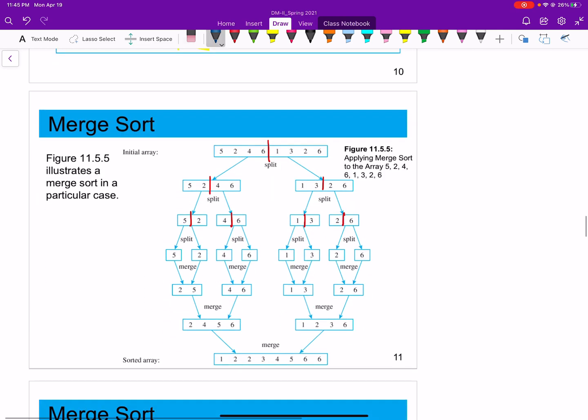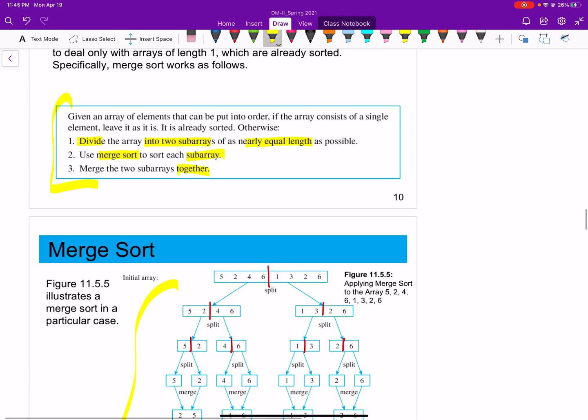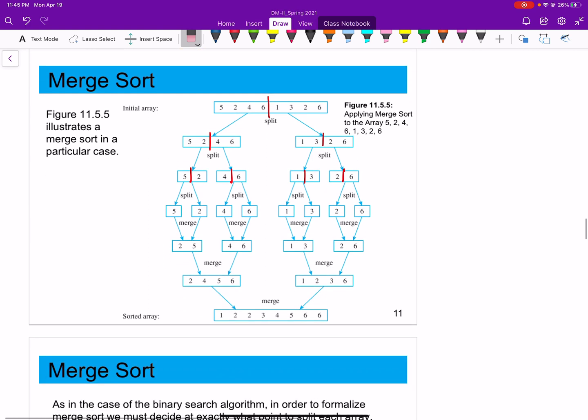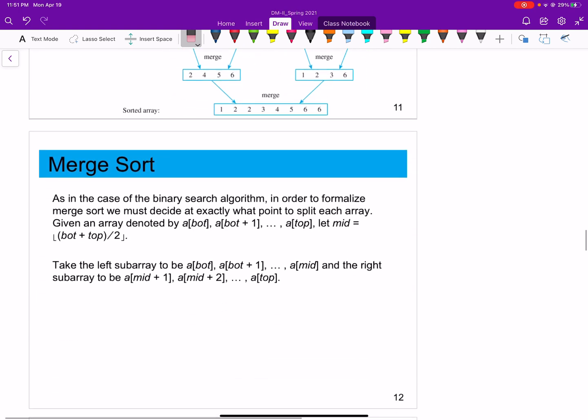Everything I explain here is given in this recursive set of equations, recursive steps. All right. Now let's go to the next slide.